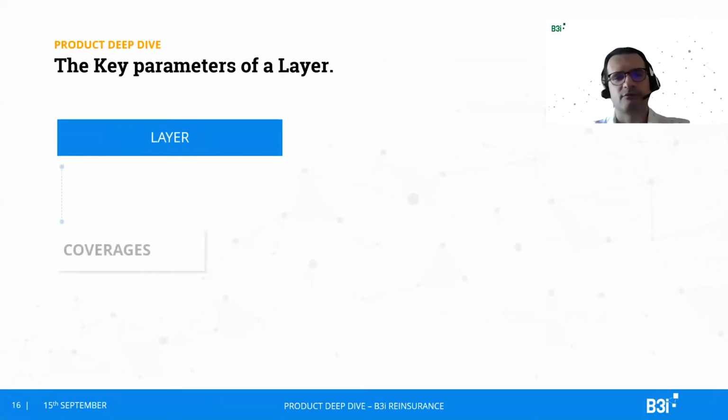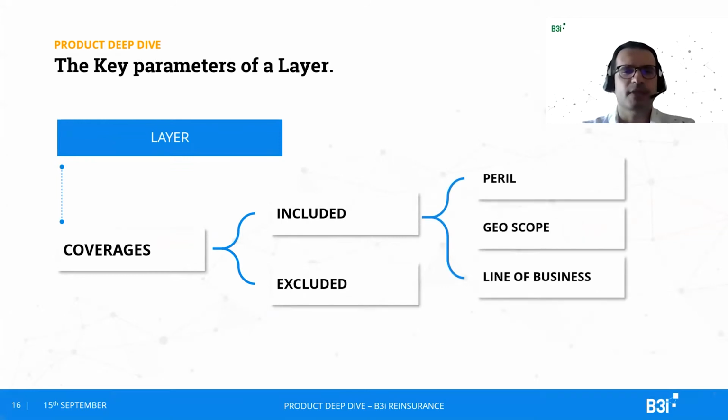So if we talk more about the coverages, we have a layer, and within the layer you can construct multiple coverages, and those can represent included coverages or excluded coverages. And for each of those included or excluded coverages, you can have perils, geographical scope, and lines of business. So you really have a hierarchical way of structuring the coverages. But when we looked at the contracts that are used out in the industry, we realized that that's not enough.